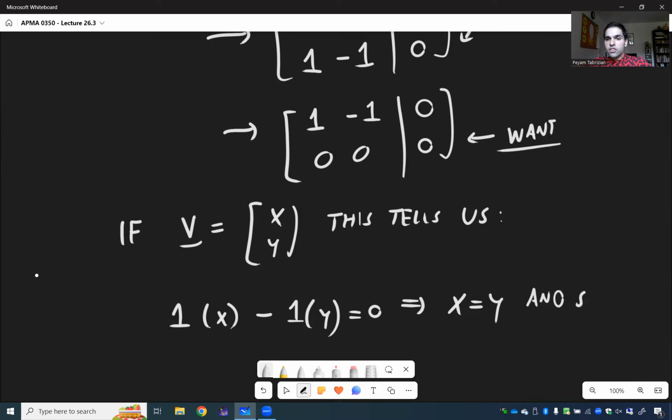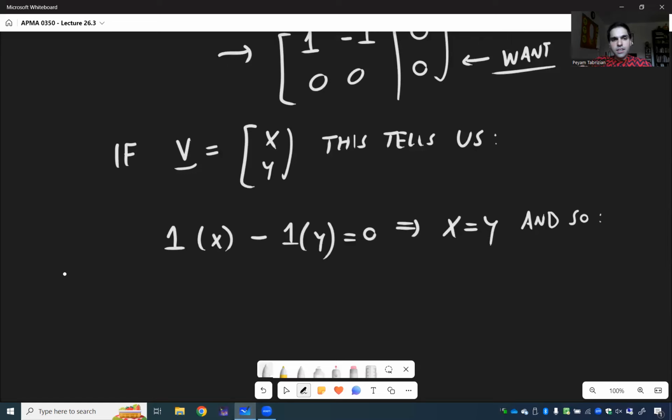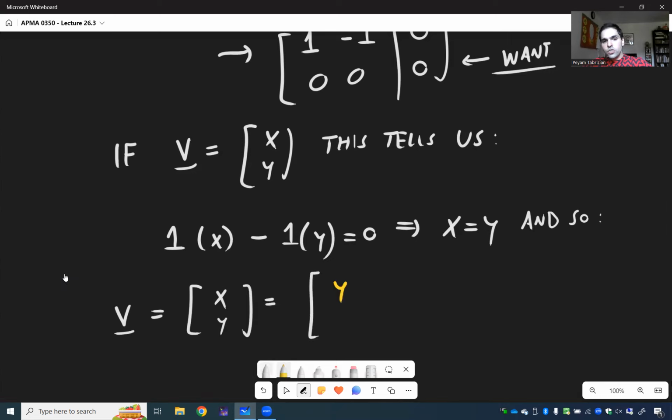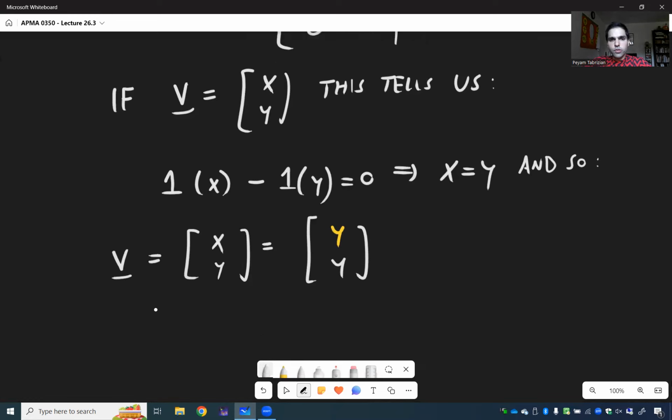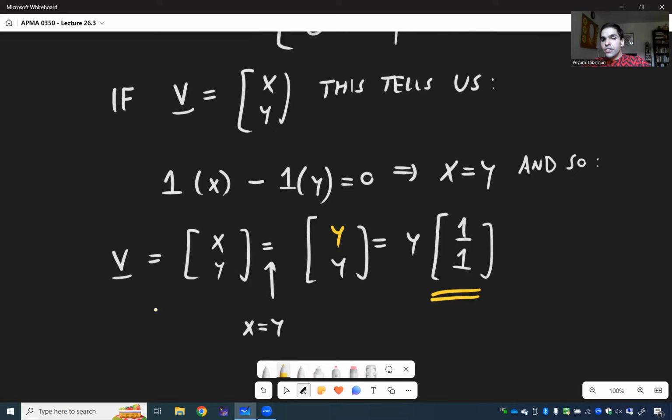And so what is our vector? What's your vector? So v was (x, y). But since x equals y, this is just (y, y). So here we use x equals y. And now notice the y factors out. So you get y times (1, 1). And what is an eigenvector? It's precisely this (1, 1). So eigenvectors, turns out they come in multiples, but generally we just need one.